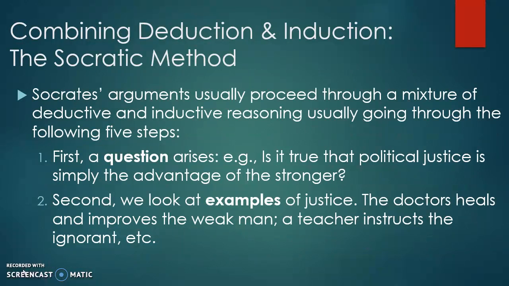Thus, in many arguments, deduction and induction are combined. The most paradigmatic example of this is that of Socrates and the Socratic method. Socrates' arguments usually proceed through a mixture of deductive and inductive reasoning, usually going through the following 5 steps. First, a question arises. For example, is it true that political justice is simply the advantage of the stronger?